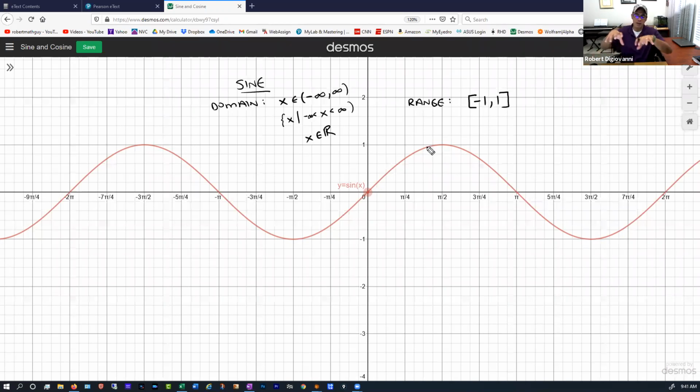So hopefully now that we have a picture of sine, a graph of it, it's easier for us to see domain and range. Hopefully. Any questions?